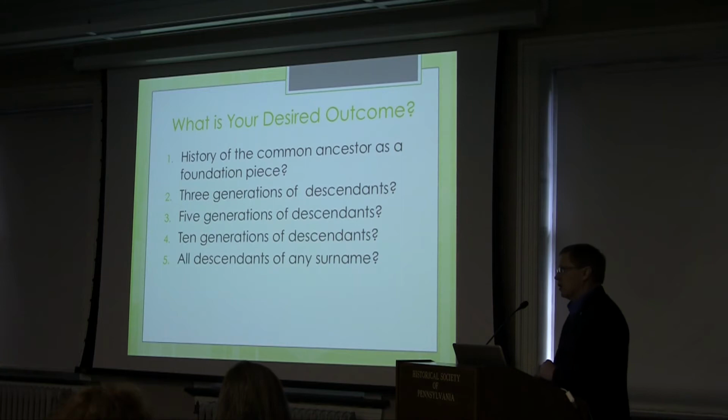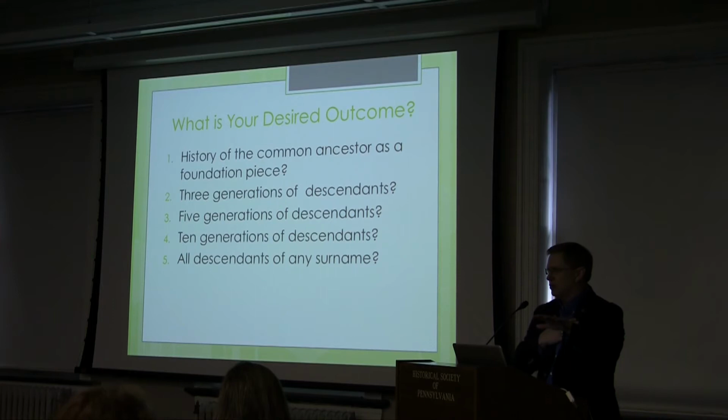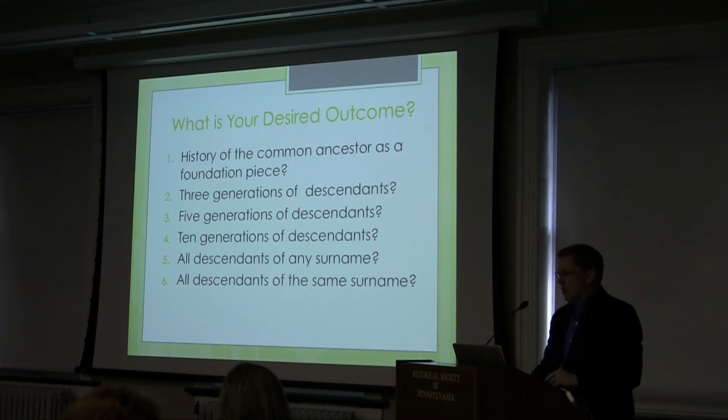So, for example, I could go in and write a descendancy only for those who have the Rencher surname, but not worry about the families of the daughters and who they marry. So what it turns into is a specific Rencher genealogy on only the Renchers. Or I can go in and do all the descendants in that family. You have to decide how big that box is going to be when you draw it. You can do all the descendants of the same surname.